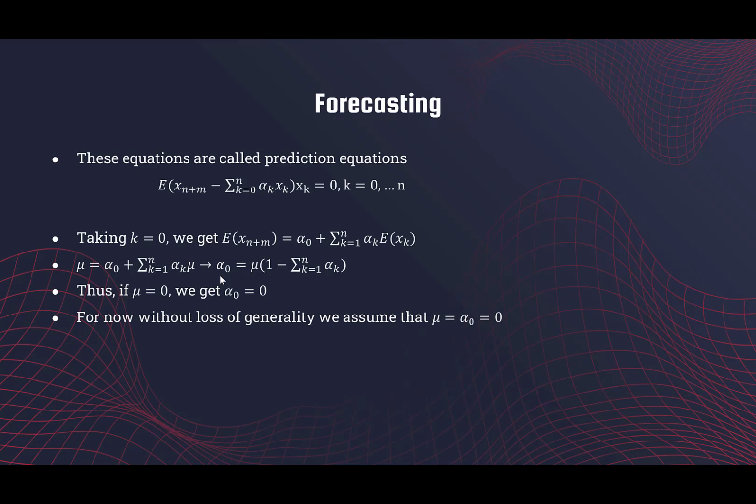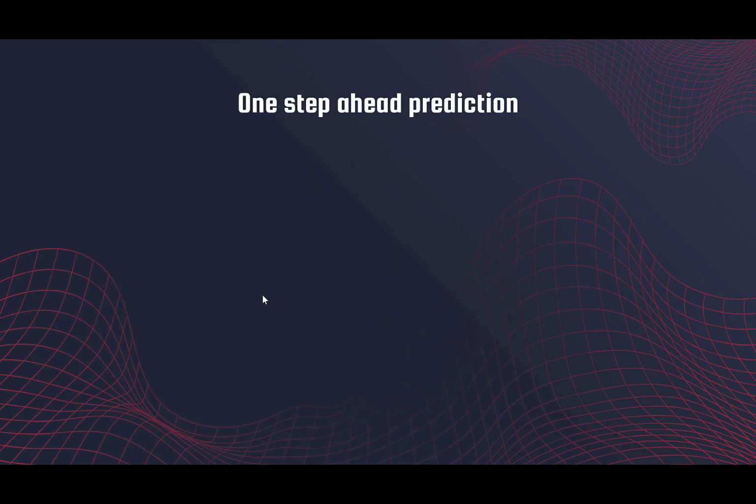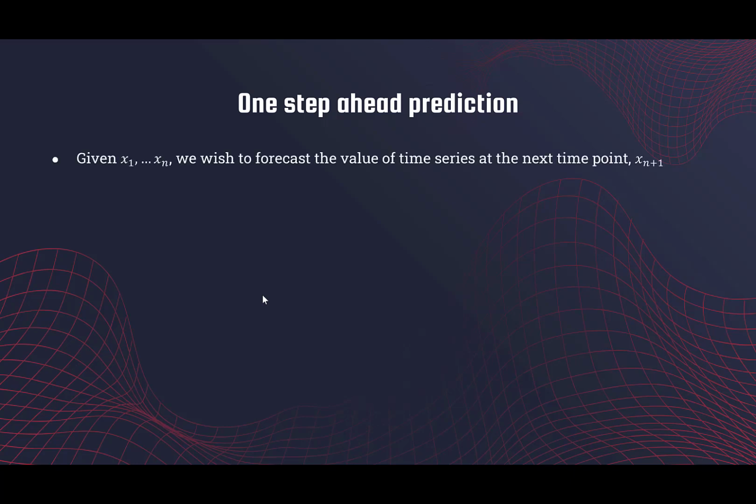And therefore, without any loss of generality, from hence onwards we can assume that our mean is 0 and the intercept is also 0. So when we look at these prediction equations, or when we try to do this forecasting, we will not be worrying about the intercept. And we know why, right? So we'll focus on one step ahead prediction. Given x1 through xn, we want to forecast xn plus 1. And we know that the best linear predictor is this linear combination.